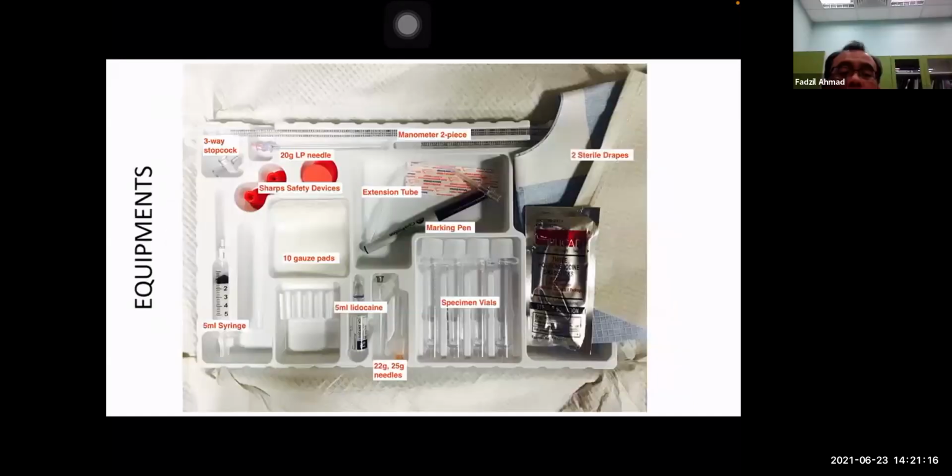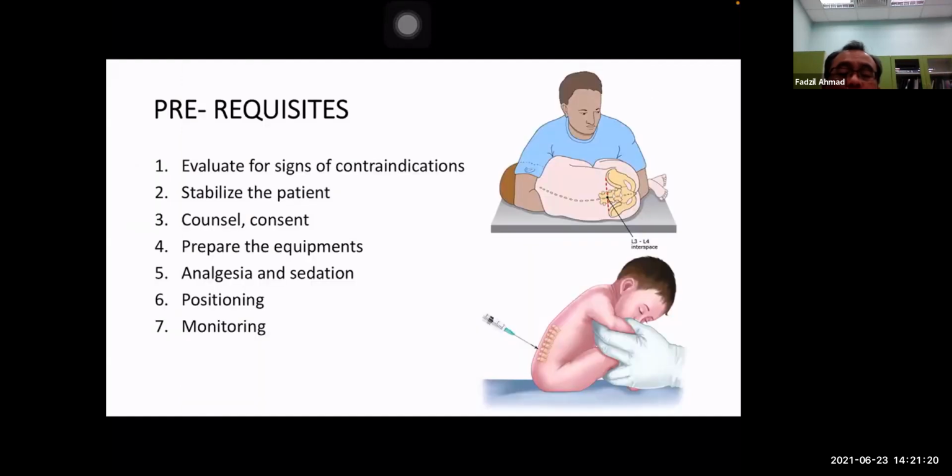Usually, we don't use this sitting position in our setup. Mainly, we still use the lateral position.